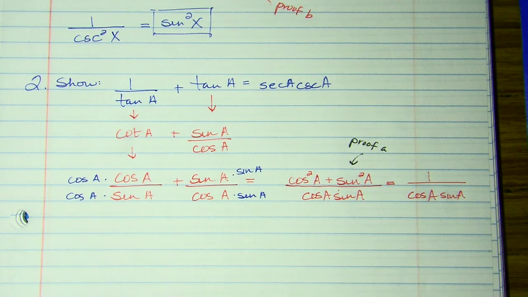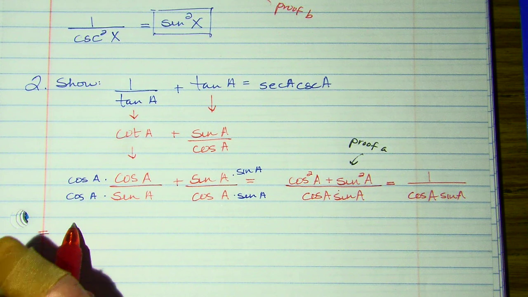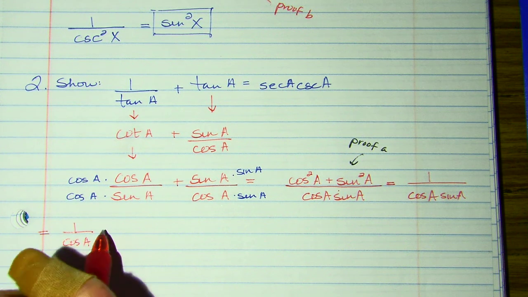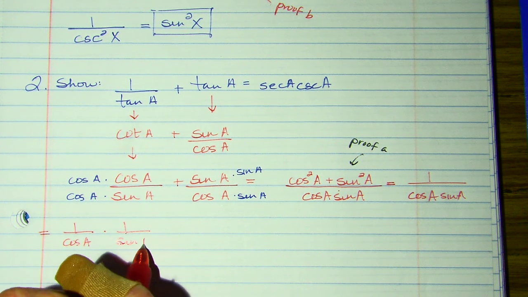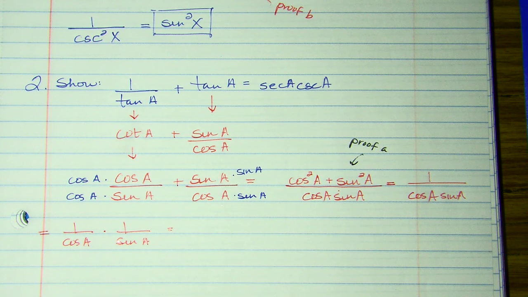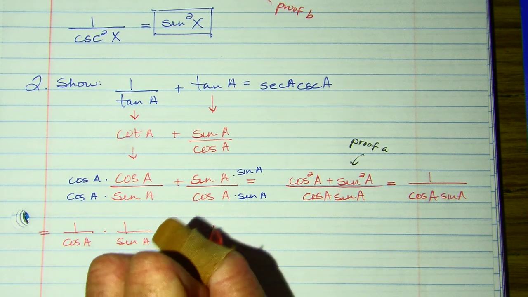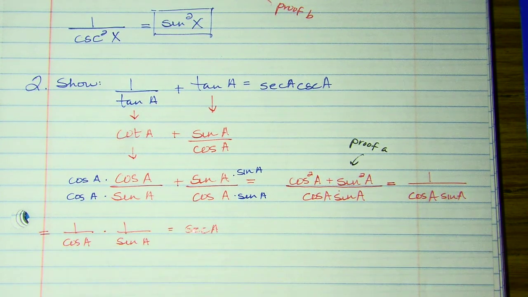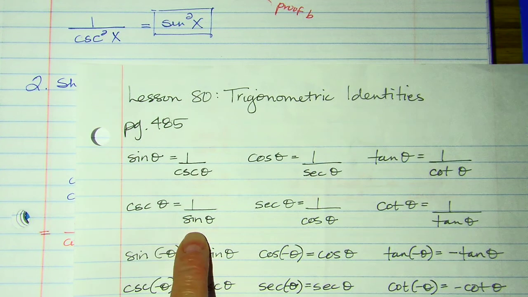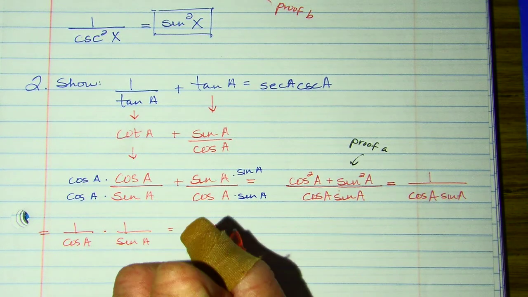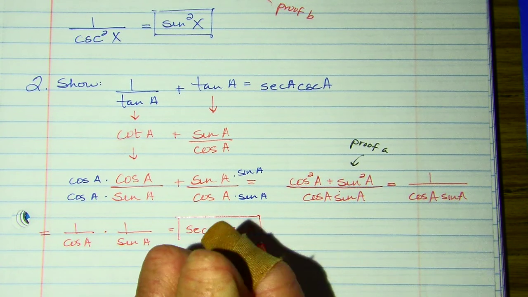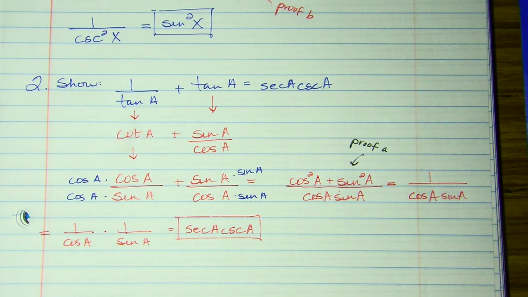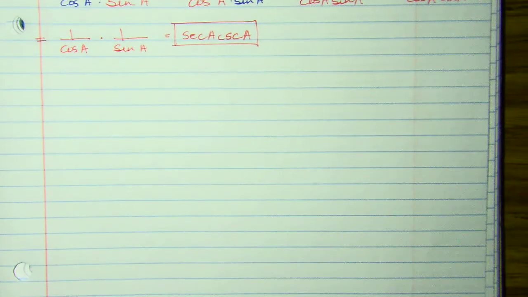Now I can separate that to then be 1 over the cosine of A times 1 over the sine of A. And 1 over the cosine of A is the secant, because they're reciprocal functions. Cosecant is 1 over sine, secant is 1 over cosine. So this is the secant of A times the cosecant of A. So we just proved it. I know it's kind of crazy. I know it might be hard to see these at first, but give it time and you'll start to see them.